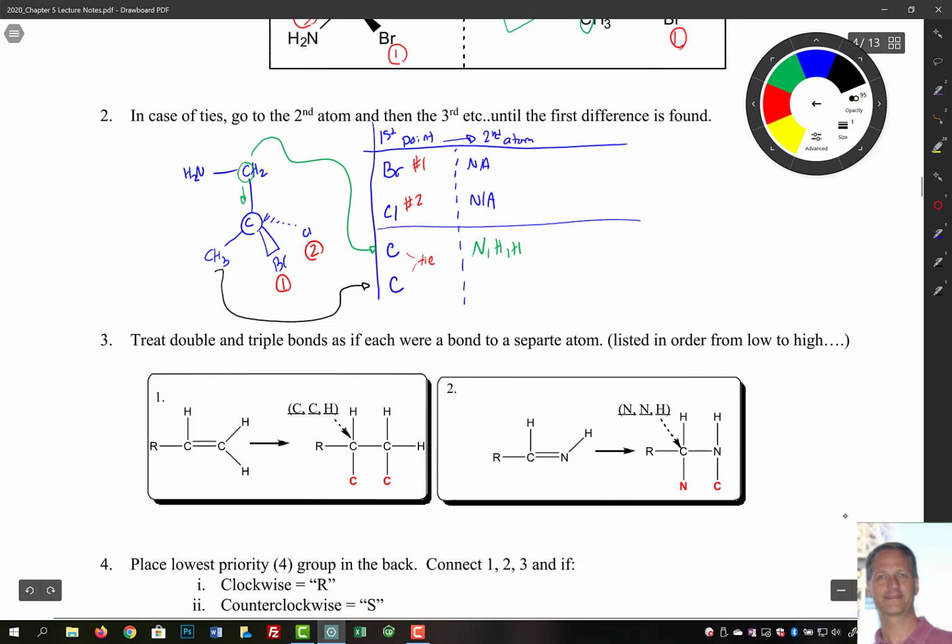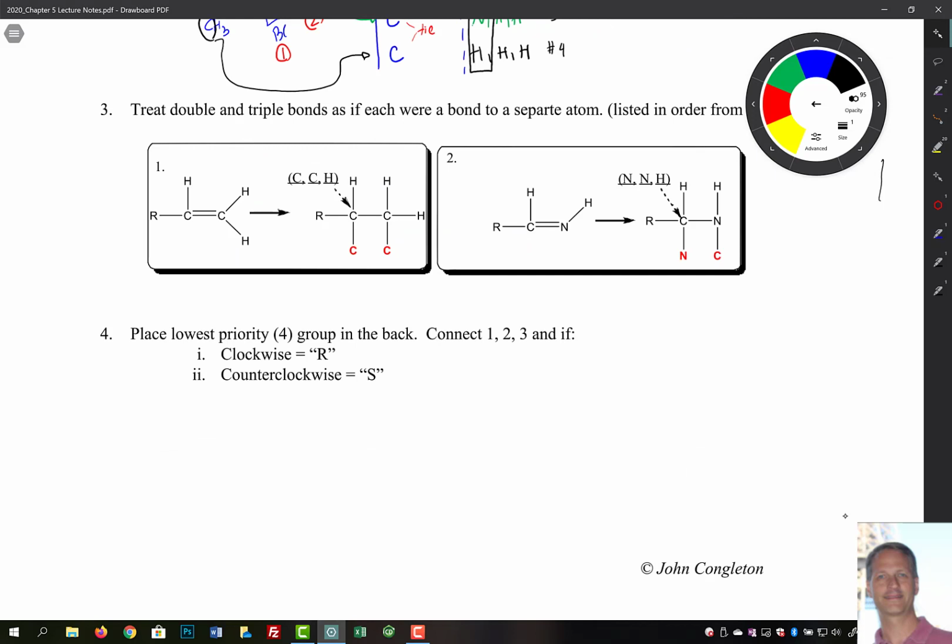And then this carbon right here, that carbon is going to be connected to what? That carbon is connected to an H, an H, and an H. So then when we look at our point right here, we can see that nitrogen beats hydrogen. So that's going to be our number 3, and that's going to be your number 4. So that's your 3 up here, and that's your 4 down here below. All right, so again, first goal is to just get our numbering in.